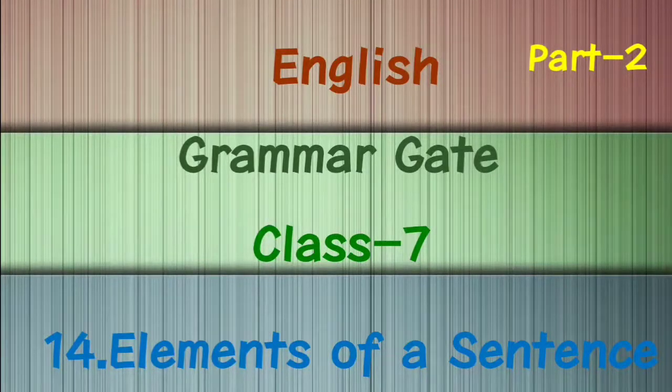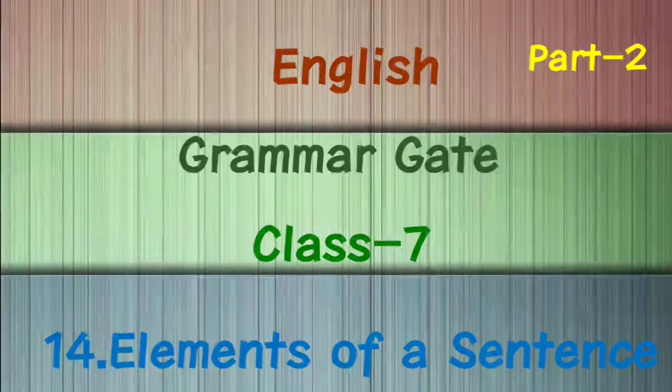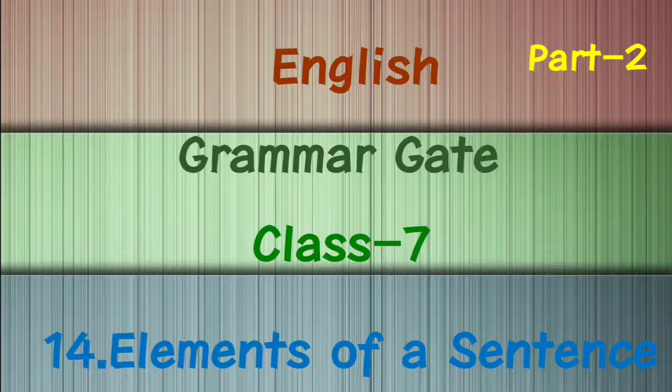We have seen that first of all, a sentence is a group of words which makes complete sense. After that, we have seen that a sentence starts with a capital letter and ends with a full stop, question mark or exclamation mark. Now in this sentence, we will find two things, subject and predicate. Now what is subject? Subject means naming words, maybe it's a noun or pronoun.